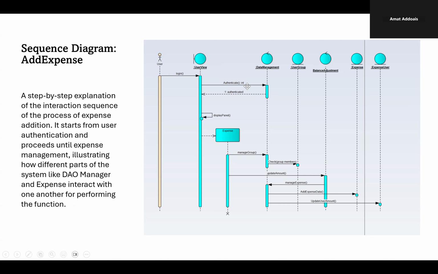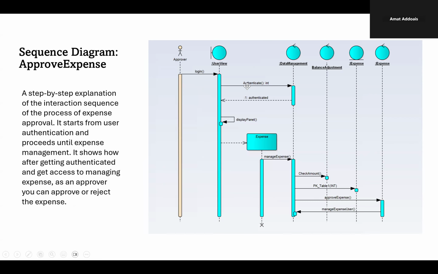The second sequence diagram I'll be talking about is the approve expense. This sequence diagram shows how the approval process works, something that's important in group-based expense management systems. It starts the same way, as the user attempts to approve or reject an expense. The request is sent to data management, but here's an additional check. The data management verifies that the user has authority to perform approvals, usually meaning that they're a group admin or designated approver. Once the user's role is confirmed, the data management retrieves the expense details from the DAO layer.